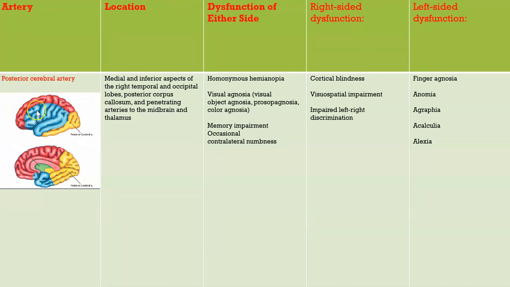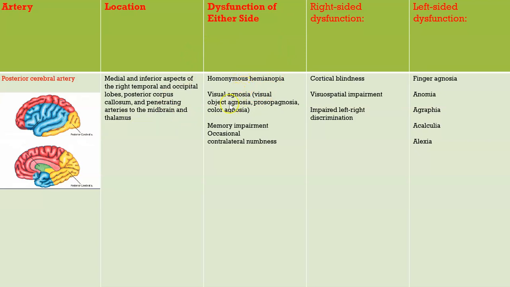Now, posterior cerebral artery, it covers this part. The lateral surface is temporal lobe, occipital lobe. This is the superior part. I'm sorry, this is the lateral part, this is the medial part. In the medial part, you can see it getting blood from PCA. So medial and inferior aspect of the right temporal and occipital lobes, posterior corpus callosum, and penetrating arteries into the midbrain and thalamus. This function will be homonymous hemianopia.